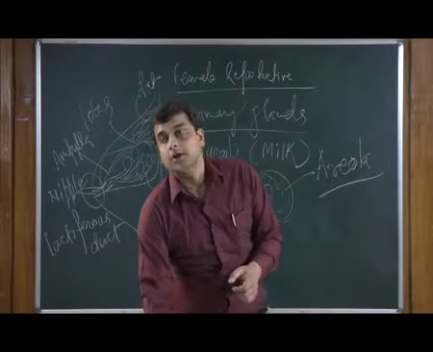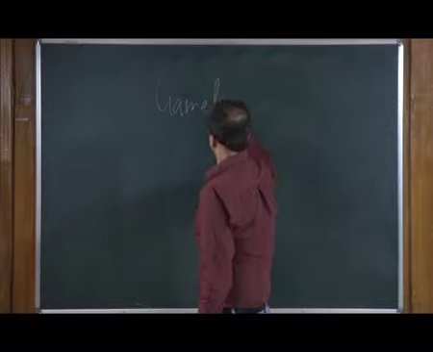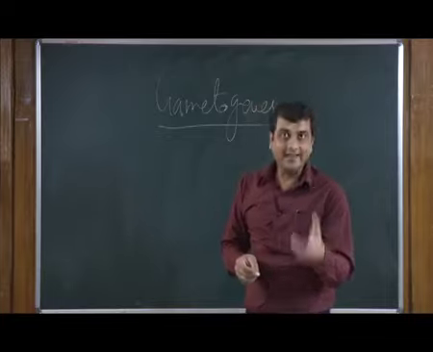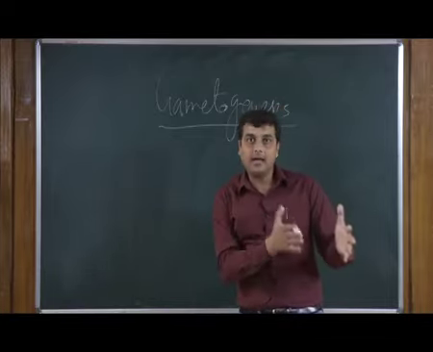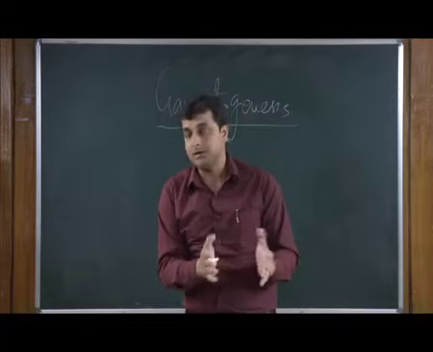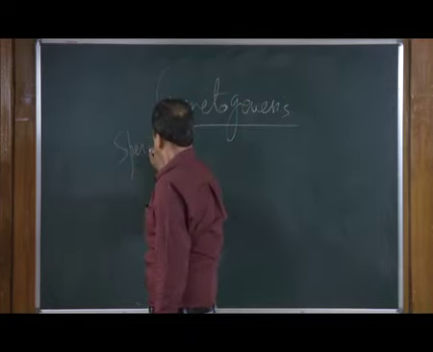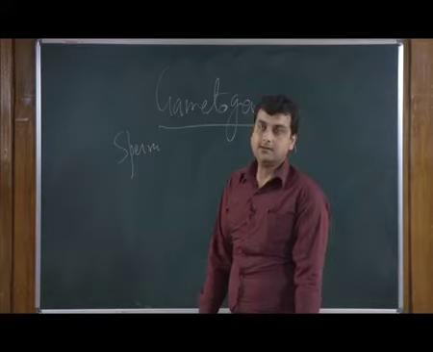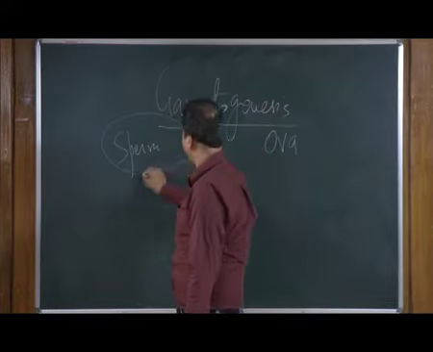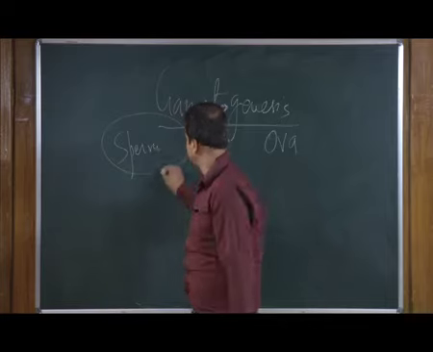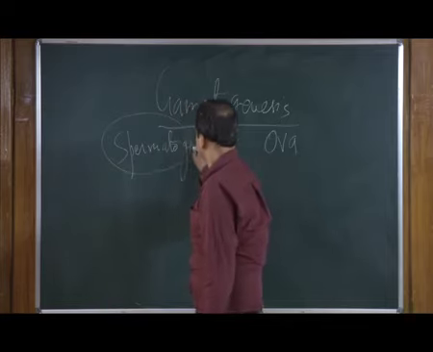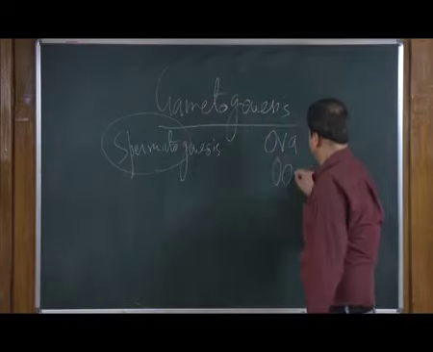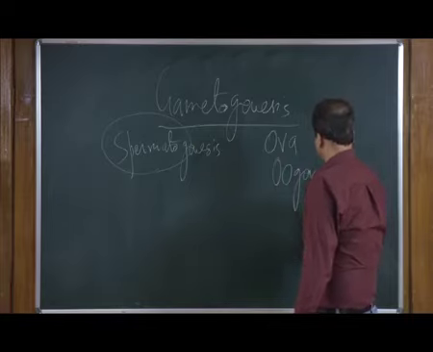Let us try to move on to gametogenesis, that means formation of gametes. What is there in the gamete? We have the male gamete in the form of sperm, and we have ova as the female gamete. The process of gametogenesis in the male we call spermatogenesis, which is the formation of sperm, and oogenesis, which we discussed earlier, is the formation of ova.